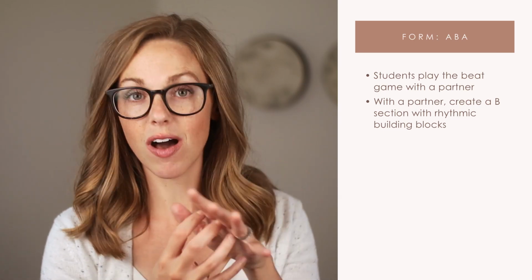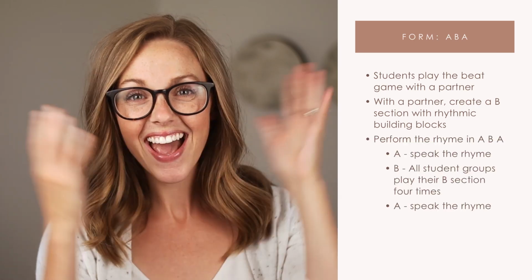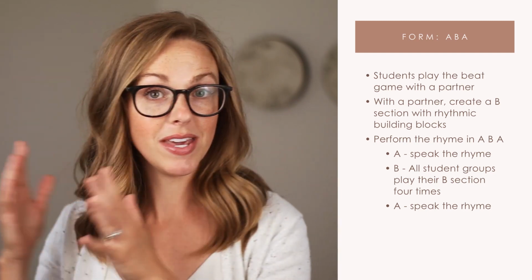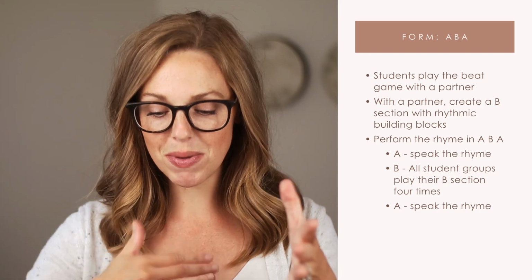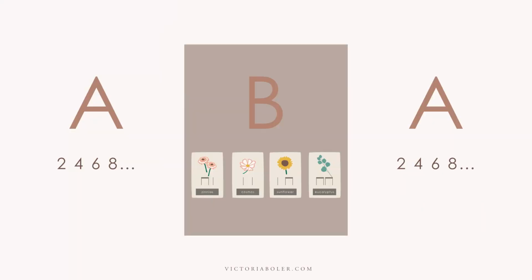They are going to use 4 cards, but they can choose the combination. This is arranging. And then after that, we'll just perform it in A, B, A. So A, perform the rhyme and do the game. B is speak the text or the rhythm syllables for your B section. And then A, do the rhyme again, play the main game again.